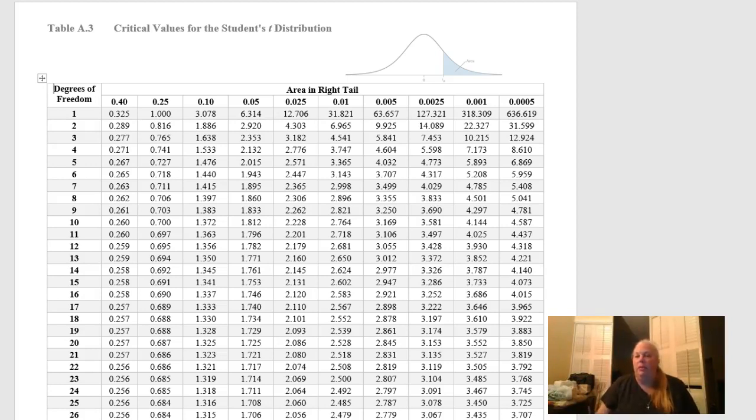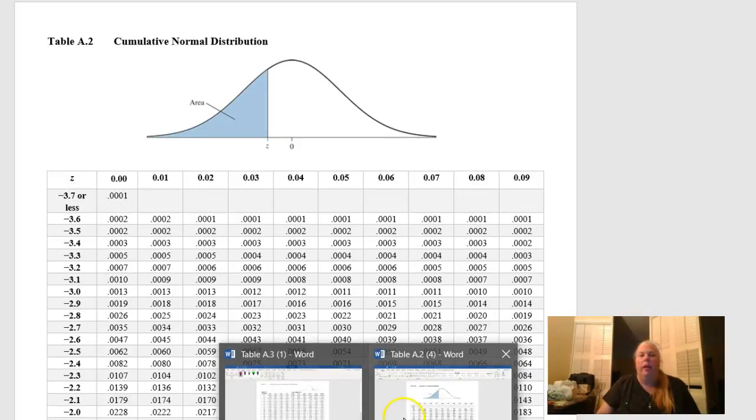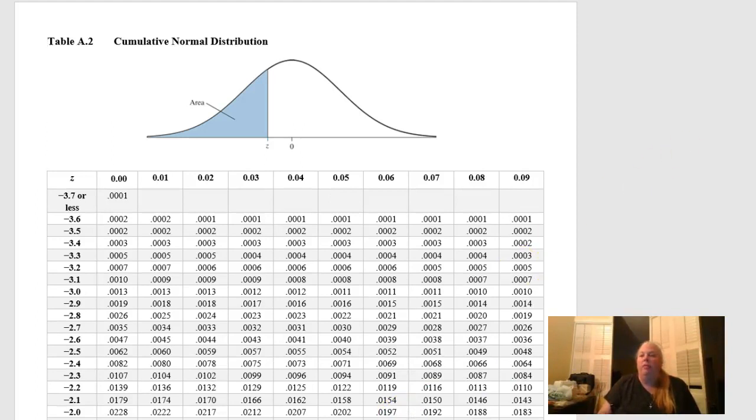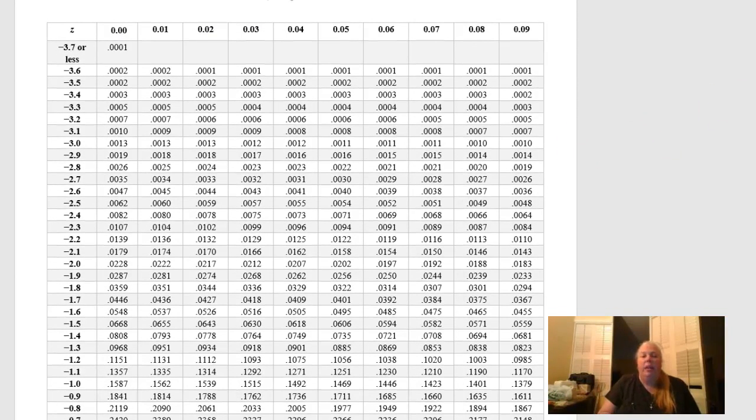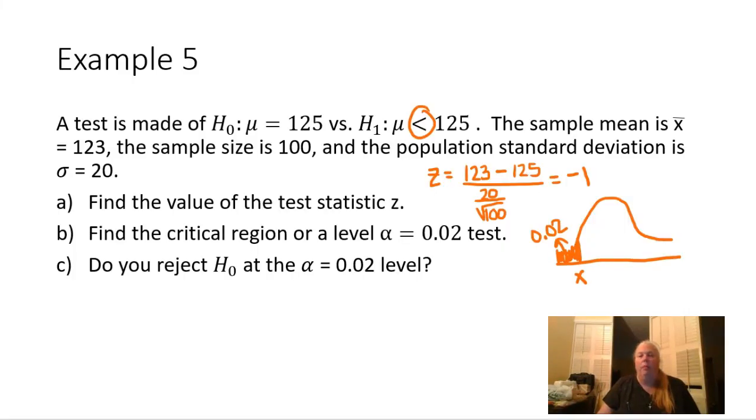So when that happens, we're allowed to pull up table A2. And what we're going to have to do is a reverse lookup. And what that means is I'm going to be looking in the body of the table here for 0.02 or 0.0200 or as close as I can get to it. And then I'm going to read off to the side and figure out what z-score goes with it. Now, in my picture, I'm doing a left-tailed test. So that means I'm going to want to have a negative z-score.